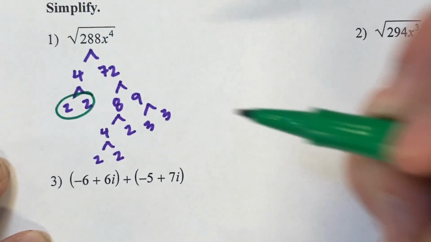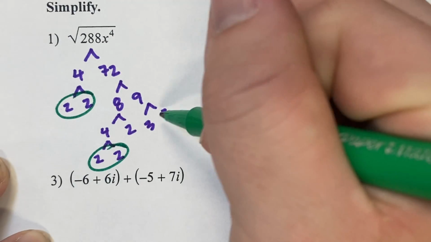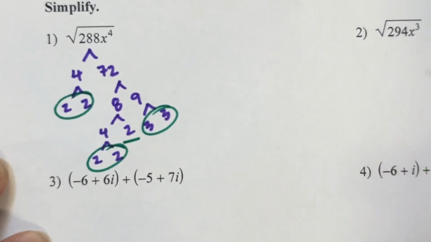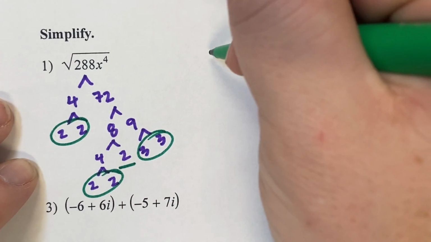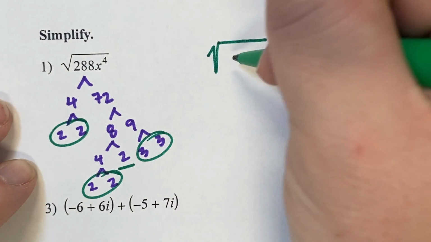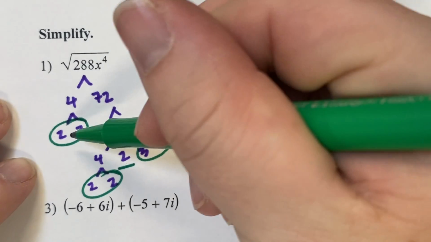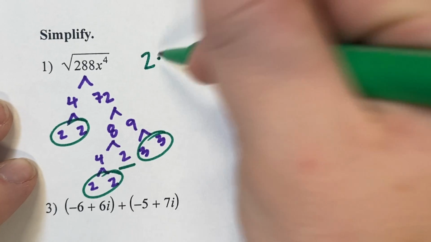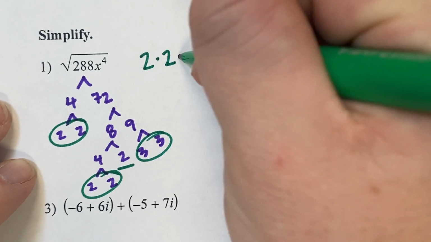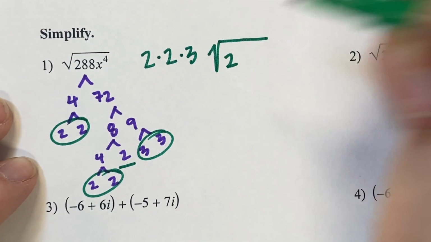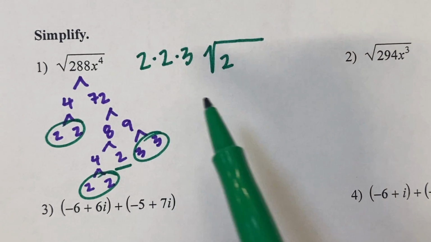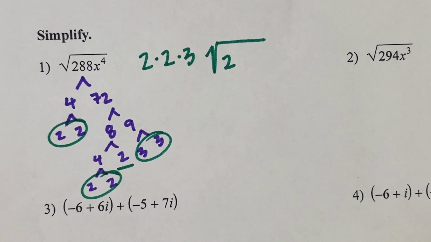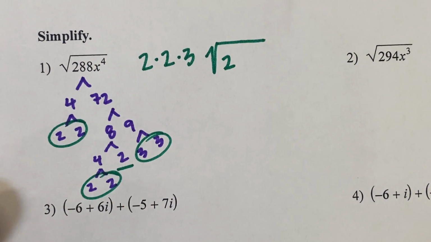Well, I had a pair of 2s, another pair of 2s, and a pair of 3s, and one 2 that had to stay inside. So, inside our radical, we had a 2 that had to stay in. Outside, we had one couple of 2s, another couple of 2s, and a couple of 3s. Whenever they're going out or staying in, remember they're all being multiplied together. So we took care of the number 288.